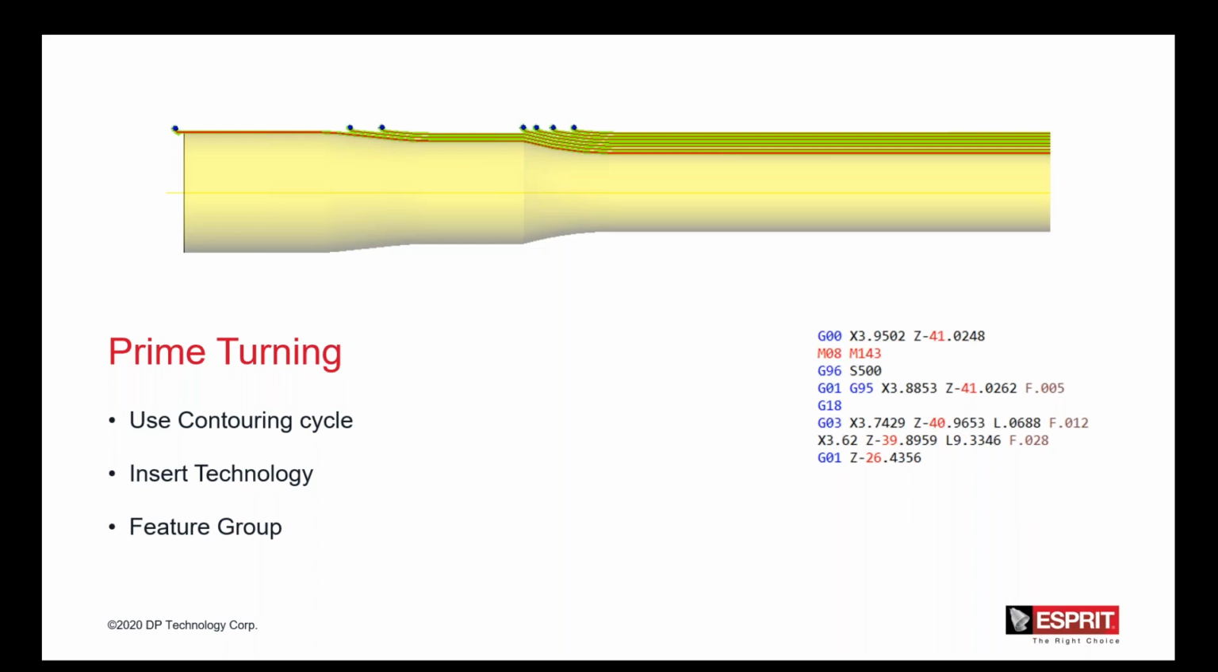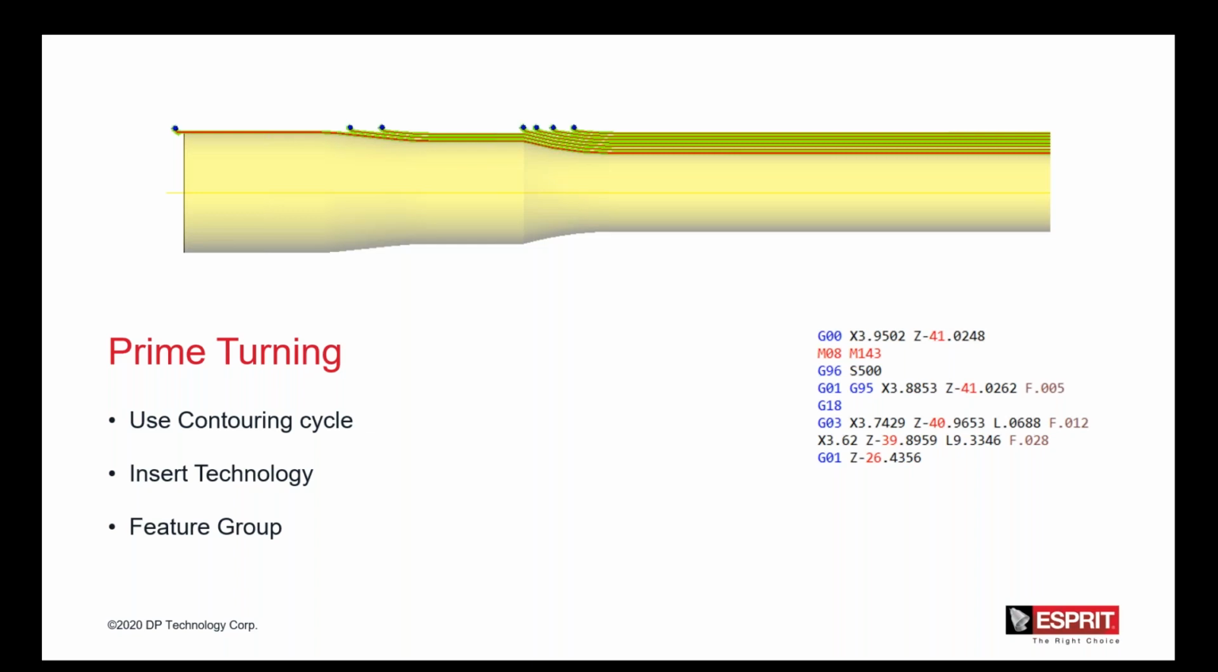So for prime turning, it uses a contouring cycle. The way it works is each pass for the cycle is going to have its own feature and its own operation. What we recommend is drawing out your roll-in profile and your roll-out profile if you're using a roll-out profile, and then feature them all. And then what you can do is put them all into a feature group. That way they're all controlled, and it'll create that parent operation where if you want to change one, you can click on the parent operation and change them all.